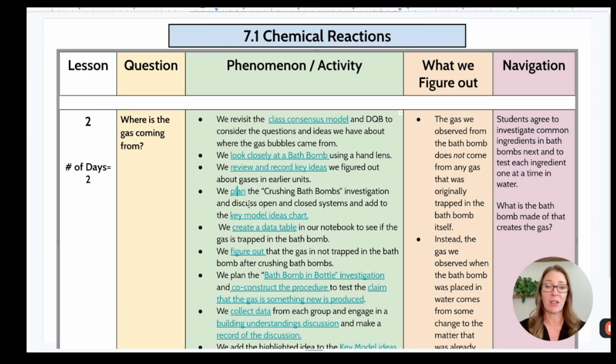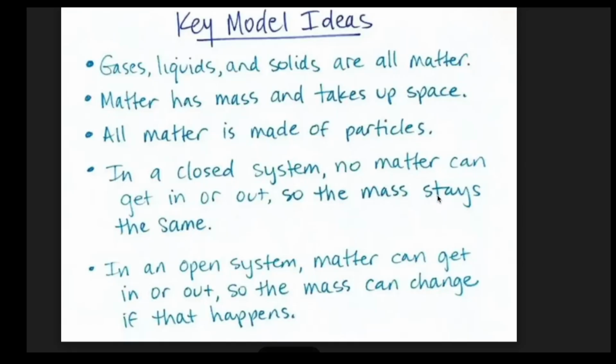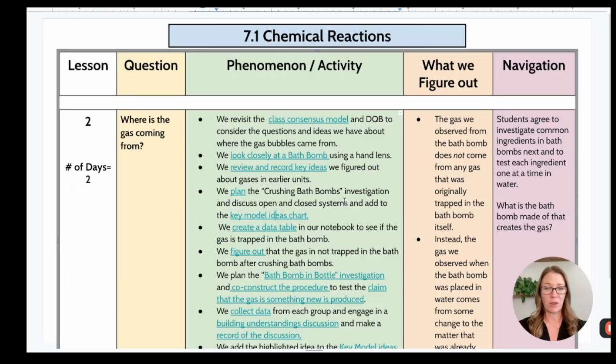Before we do that, we discuss open and closed systems, and we add a few more ideas to our key model ideas chart. And these are about open and closed systems. So you're going to go over the fact that a closed system is something with a lid on it, or it's closed and the air and the matter does not go in or out, and that the mass is going to stay the same. In an open system, there's no lid on this container or whatever we're looking at. Matter can get in or out, and mass can change if that happens. So we're setting them up to think about investigating using open and closed systems.